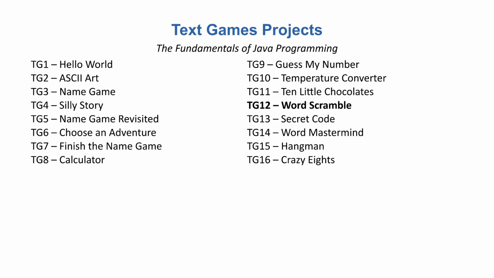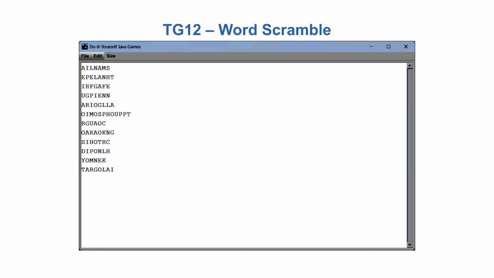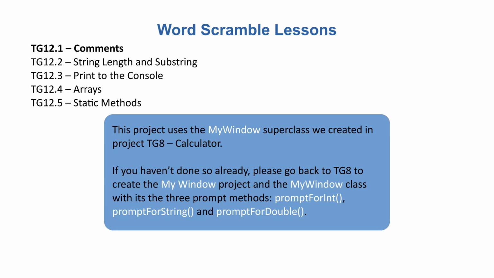This series has 16 projects. We're currently working on the 12th project, TG12, Word Scramble. Word Scramble will scramble the letters in a list of words for others to try to unscramble, like this. This is lesson TG12.1, where you'll learn to use comments to help you plan your program code. This project uses the MyWindow superclass created in project TG8 Calculator. If you haven't done so already, please go back to TG8 to create the MyWindow project and the MyWindow class with its 3 prompt methods.